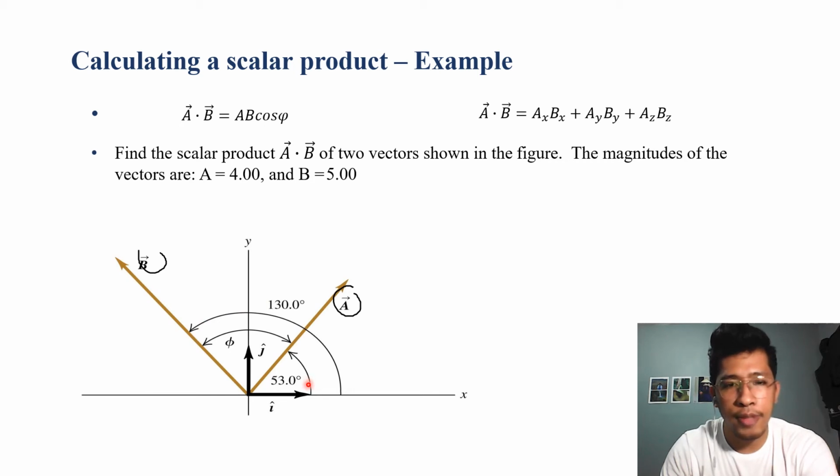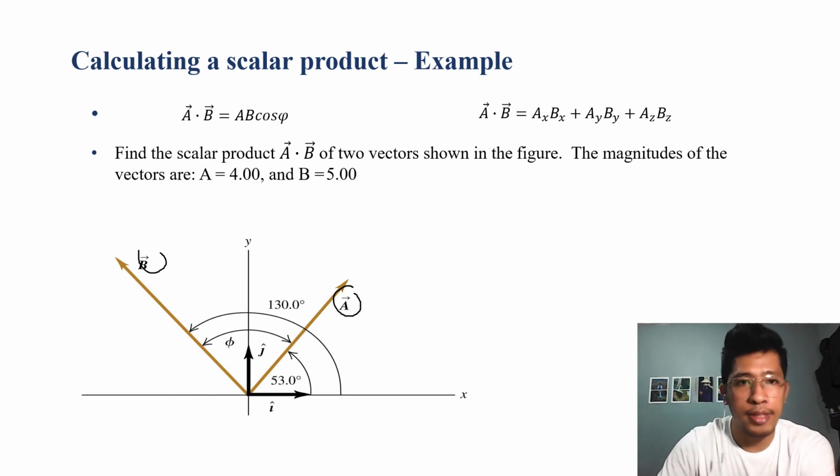So again, the first vector a is at 53 degrees from the positive x-axis, and your vector b is at 130 degrees from the positive x-axis.